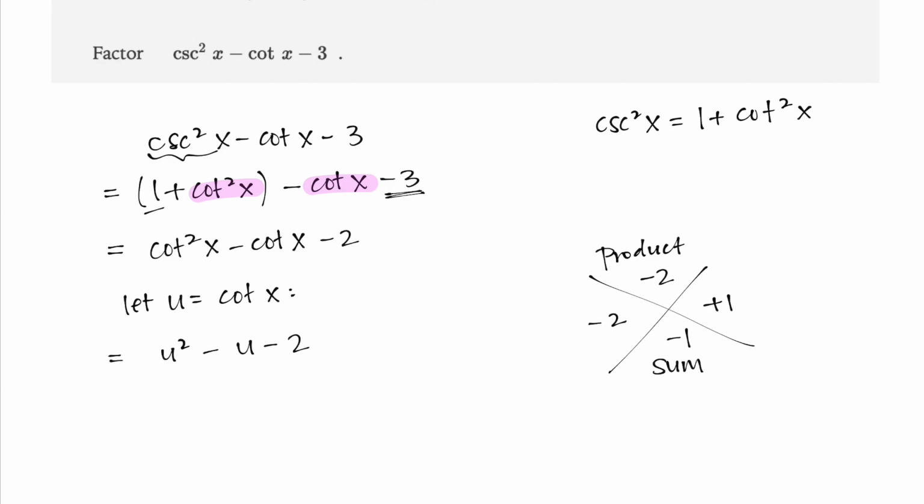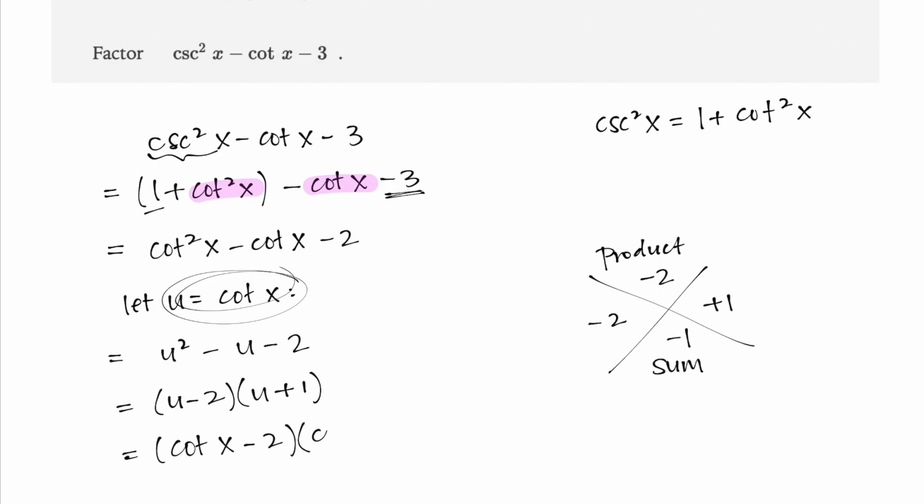And because the leading coefficient in this case is a 1, we don't have to divide the potential factors by anything. So in reality, the factored form of this polynomial is u minus 2 times u plus 1. But again, the u stands for cotangent of x, so that's going to have to be plugged back in. So cotangent of x minus 2 times the cotangent of x plus 1.